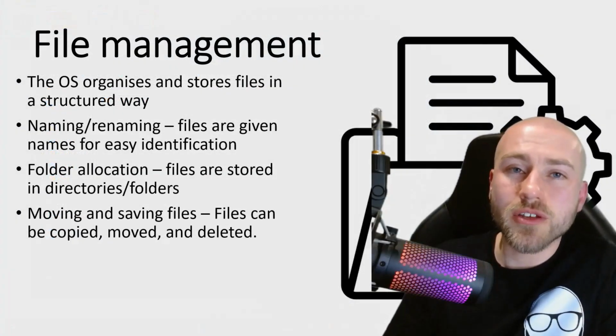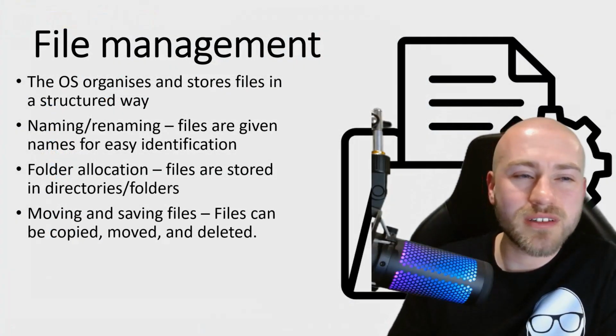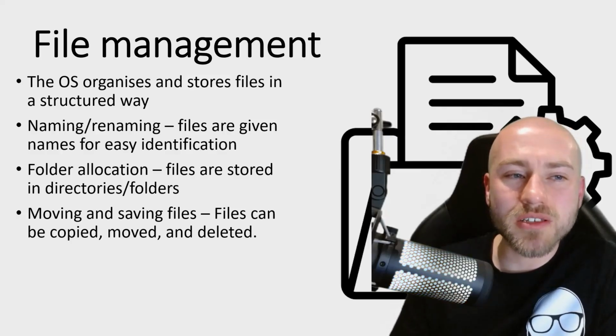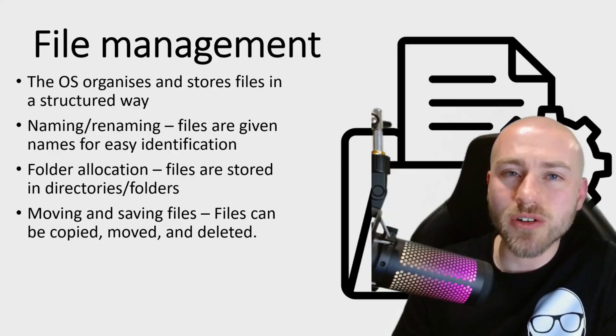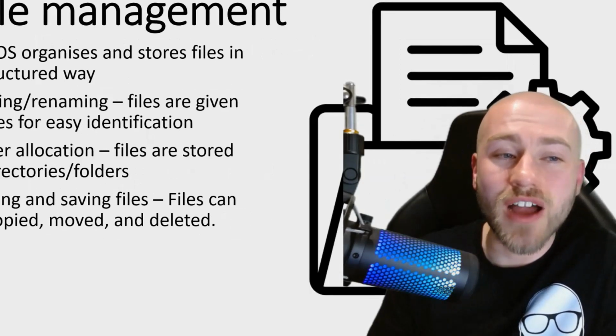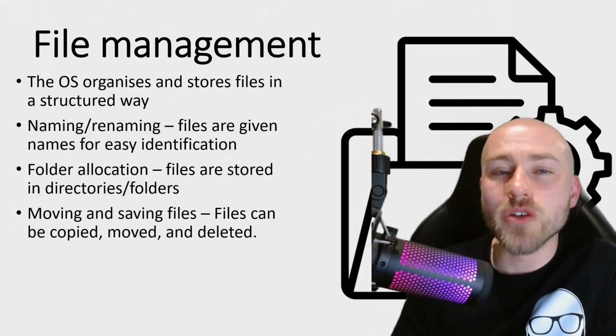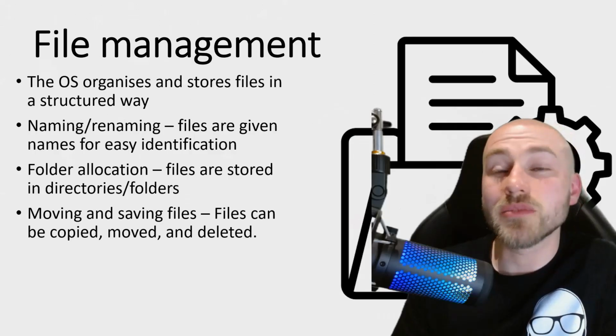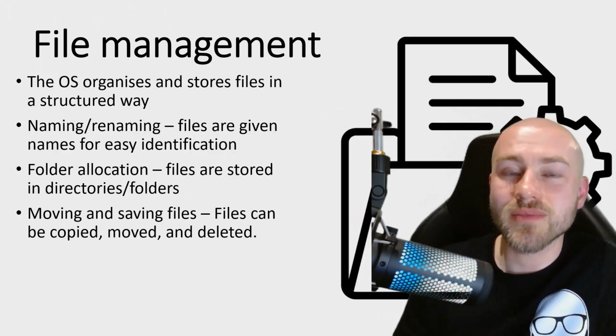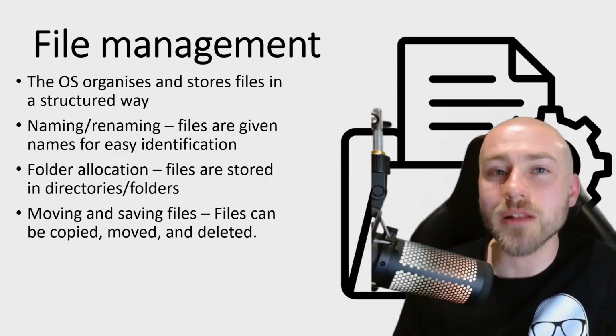So as a final overview of system software file management, we've got naming, renaming files so they're given easy identification for us. We've got folder allocation so that files are stored in the different directories or folders as we call them. And we can move and save different files. Files can be copied, moved or deleted. And all of this comes under what we call file management.